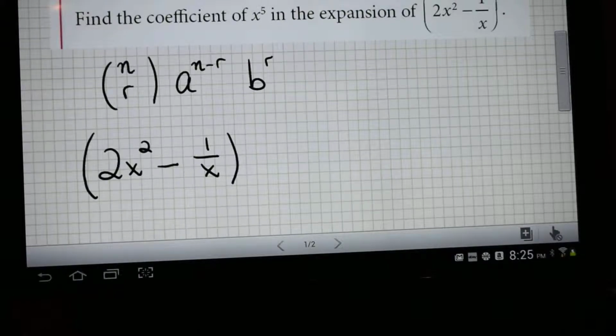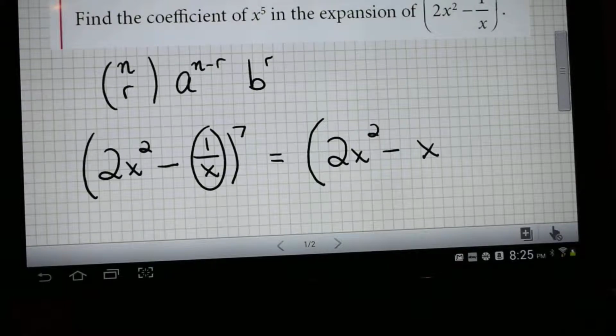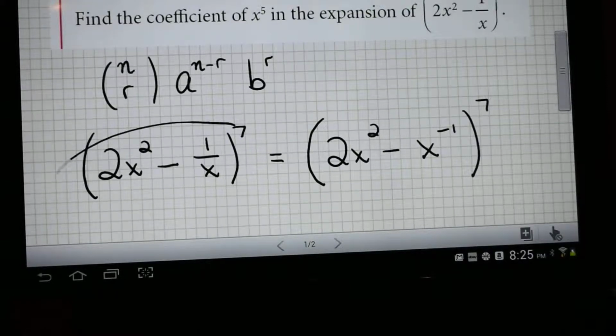So this is how it's presented. But if this was on your exam, you want to write it like this. This term is x to the negative 1 power. That's going to be very helpful. If you left this as a fraction, you would probably not know what to do. You would just be confused and give up, because there's just no way you could do it.